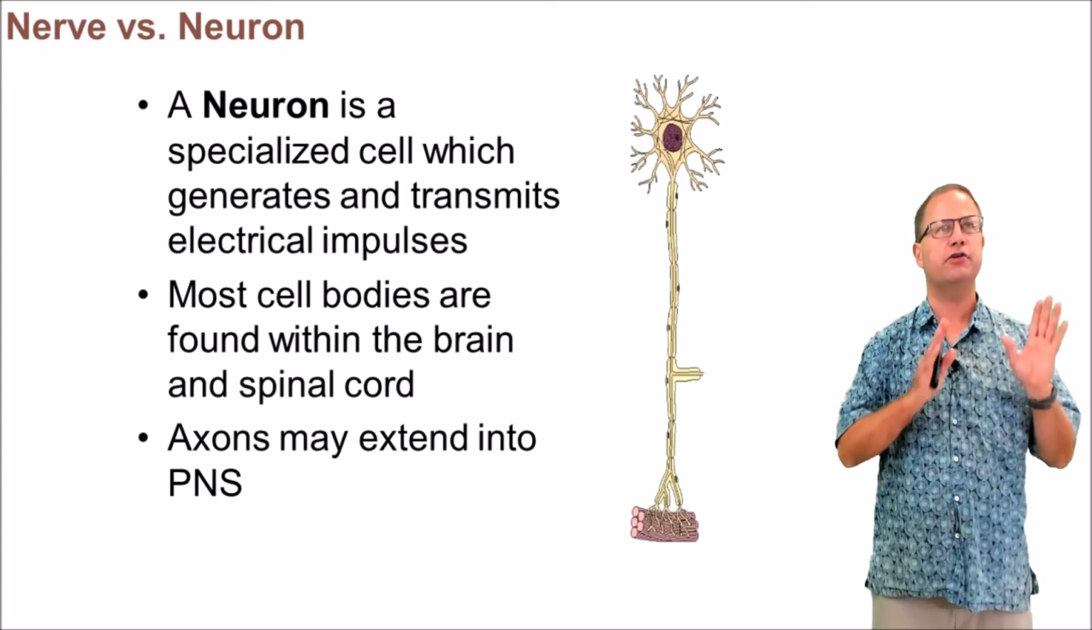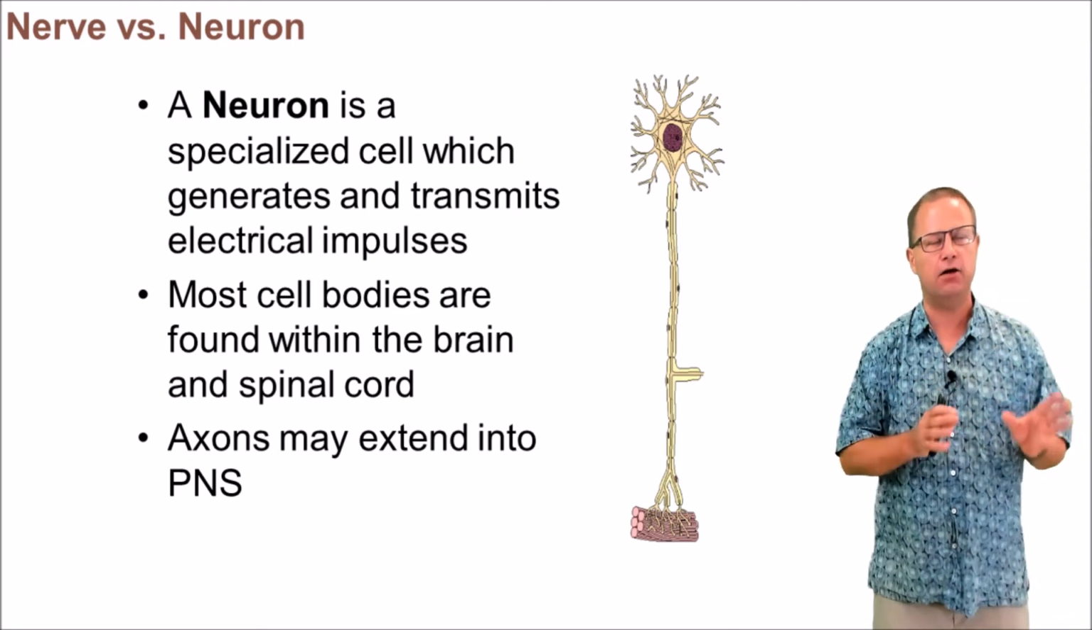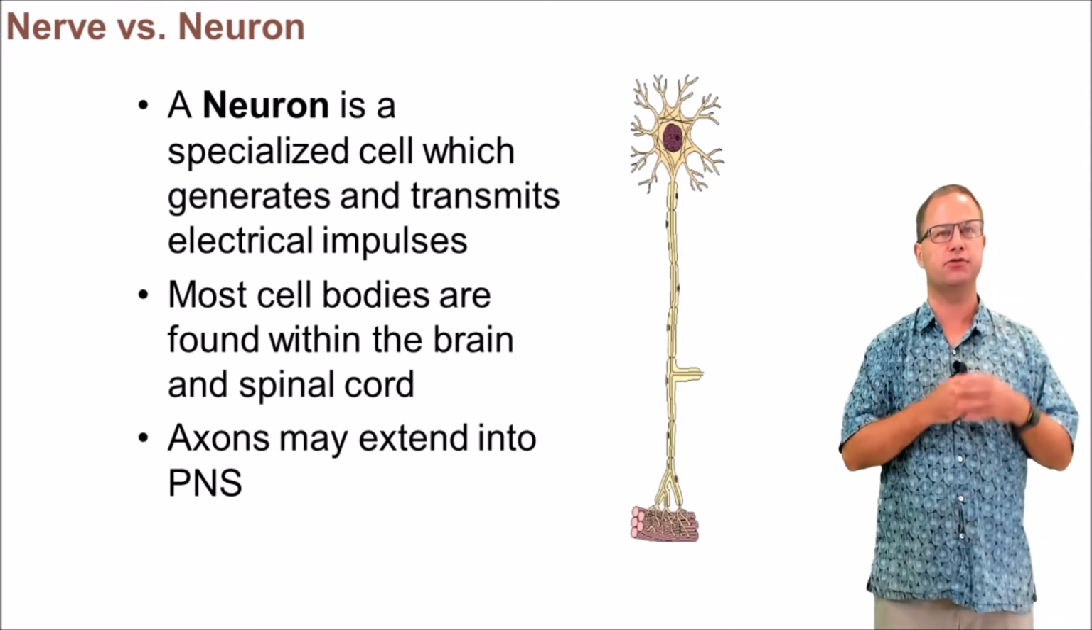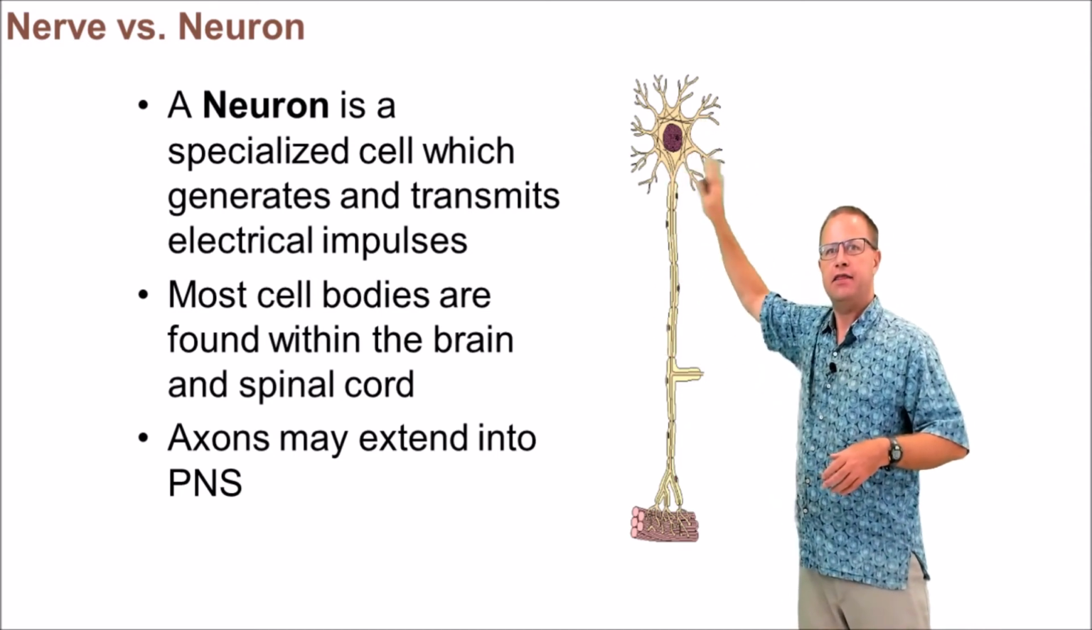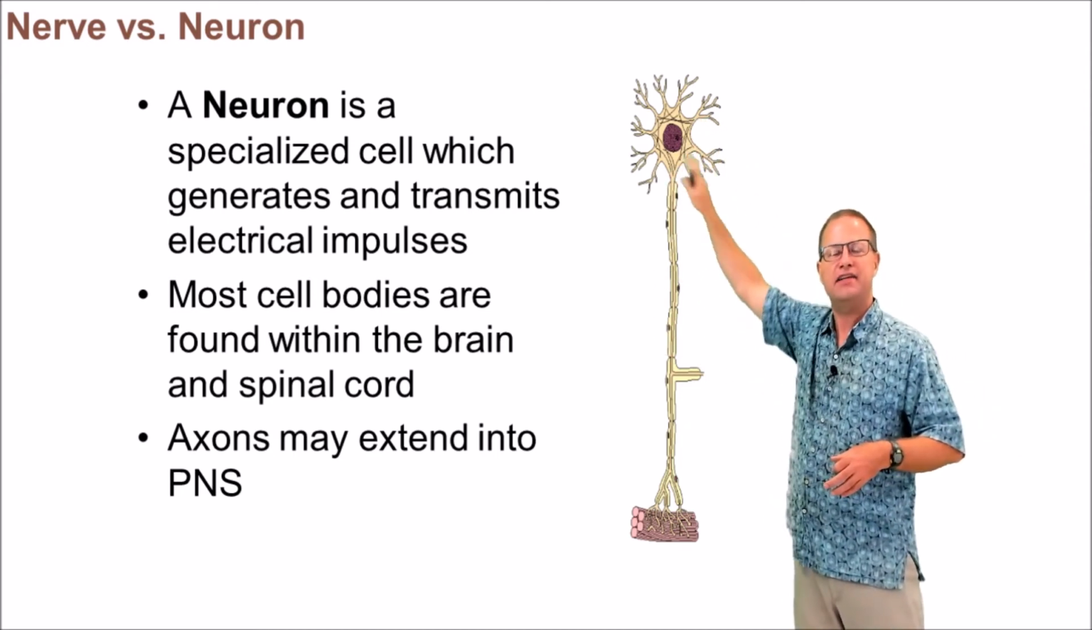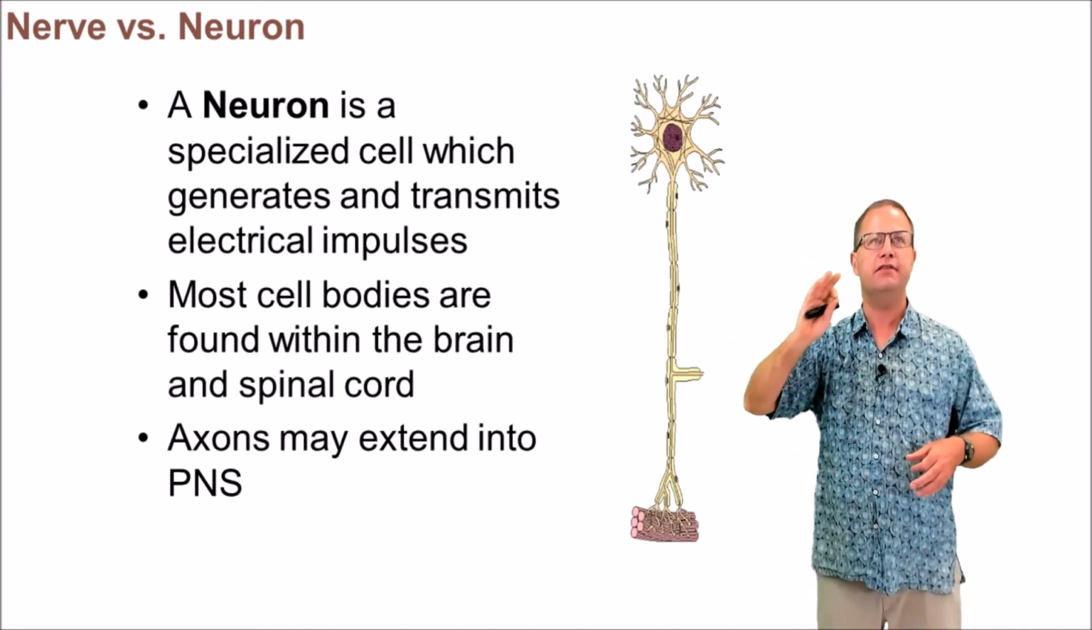So firstly, we already talked about a neuron. A neuron is a cell which is specialized to generate action potentials or nerve impulses. It has a cell body, it has axons, it has dendrites, and the important thing about this neuron is the cell bodies are always located within the central nervous system.